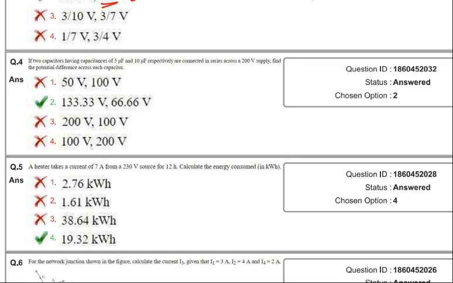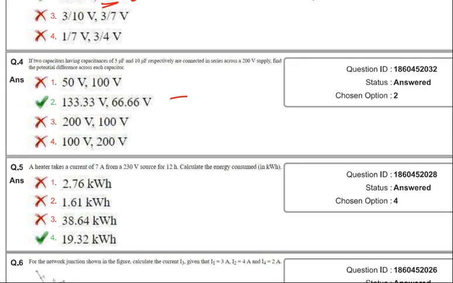Next one you can see here: two capacitors having a capacitance of 5 microfarad and 10 microfarad respectively are connected in series across 200 volts. This is one capacitor, this is the other capacitor, and these are connected across 200 volts. This is the 5 microfarad and this is the 10 microfarad given. Find the potential difference across each capacitor.